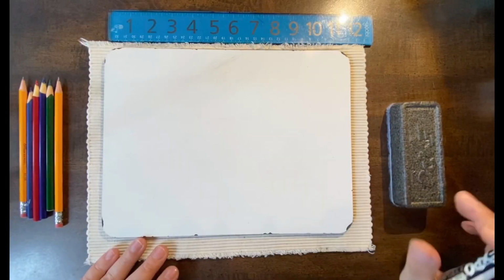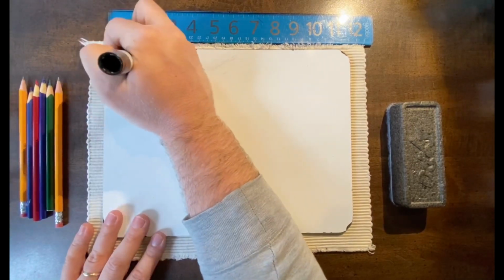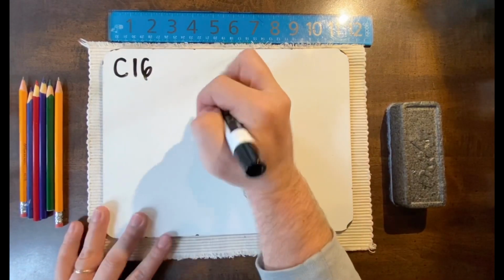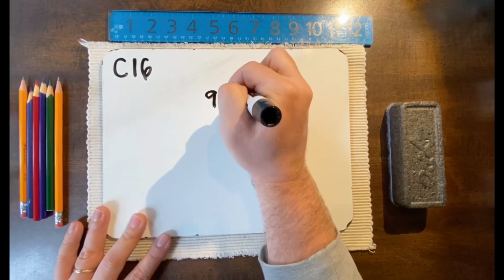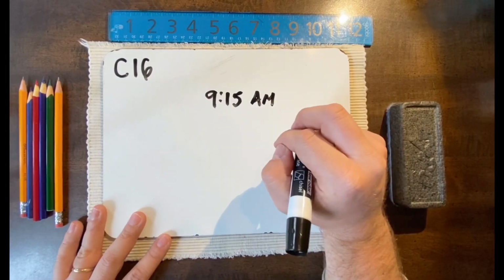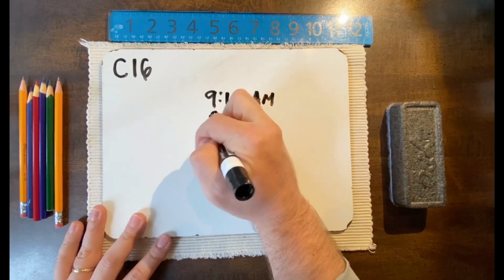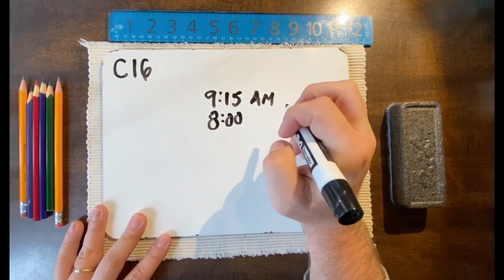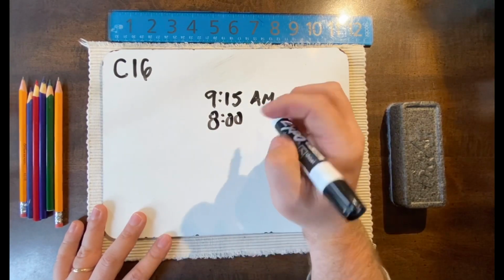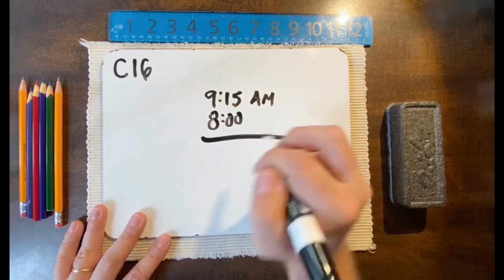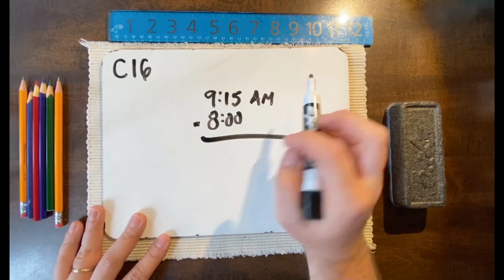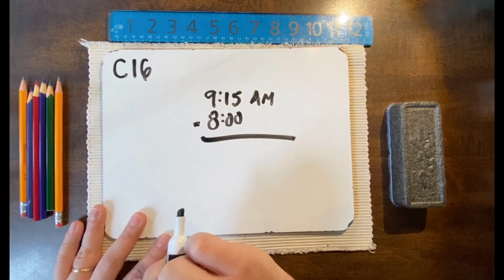All right, let's do one final problem from our elapsed time word problem document. Let's do C16. This problem tells us that it is currently 9:15 a.m. and says we left the park 8 hours ago. That seems like a really big number, but put into a subtraction problem, it's actually pretty straightforward and easy. So let's turn this into a subtraction problem. We left the park 8 hours ago. What time did we leave the park?